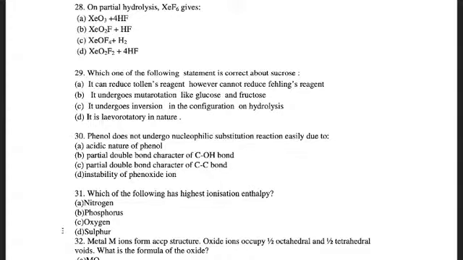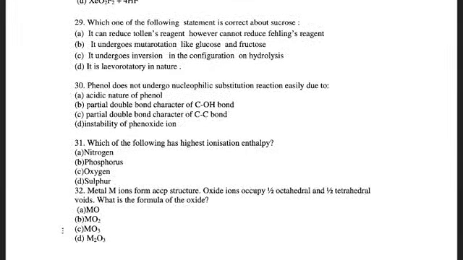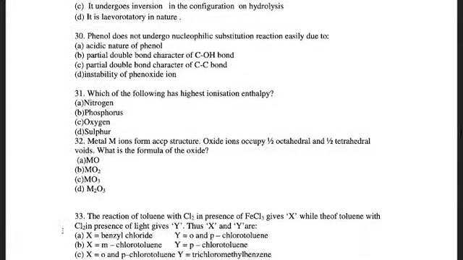Nitrogen. Question number 32. Metal M ions form the ccp structure. Oxide ions occupy all octahedral and all tetrahedral voids. What is the formula of the oxide? A. MO, B. MO2, C. MO3, D. M2O3. Correct. The answer is D, M2O3.